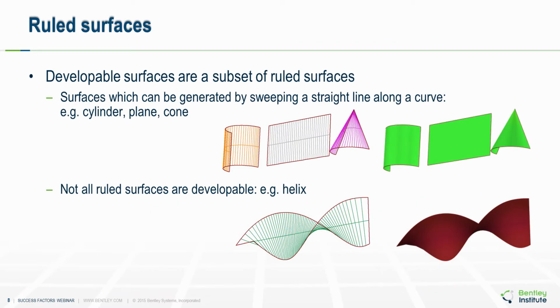So ruled surfaces can be generated by tracing a ruling line between two edges, and here we have some examples. And developable surfaces are a subset of ruled surfaces, and they can be generated by sweeping a straight line along a curve. So we have a few examples here: a cylinder, for example, a flat plane obviously, and a cone. However, not all ruled surfaces are developable. Something like a helix, which is a ruling line that's moved along a helical generator, will produce a surface which is ruled but is not developable.